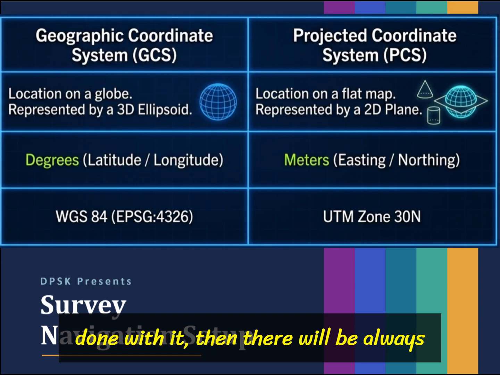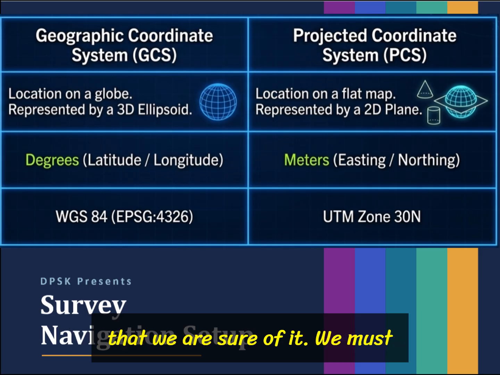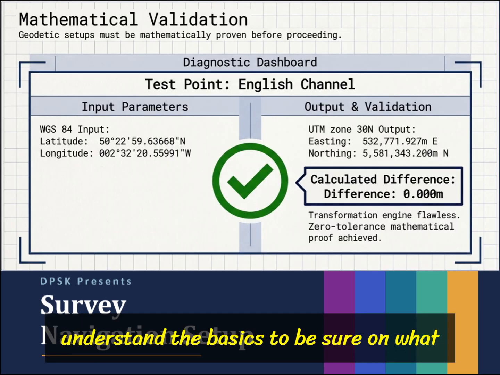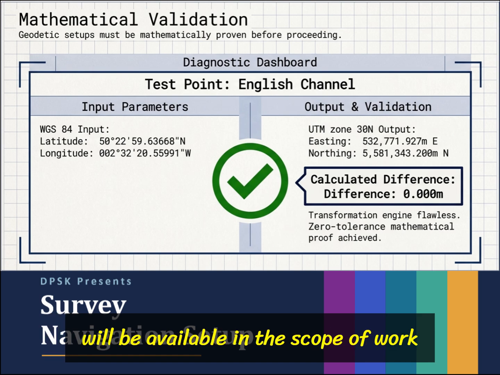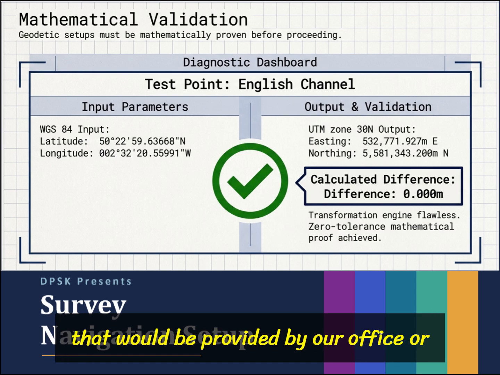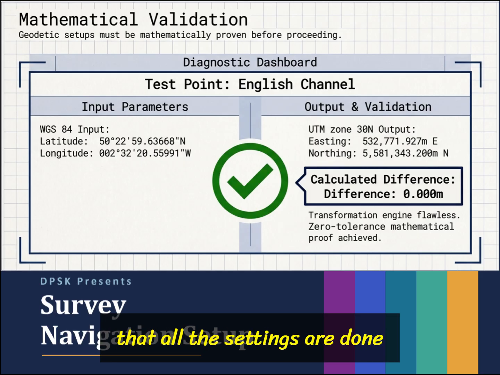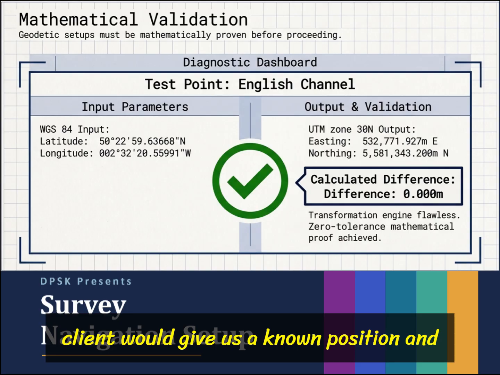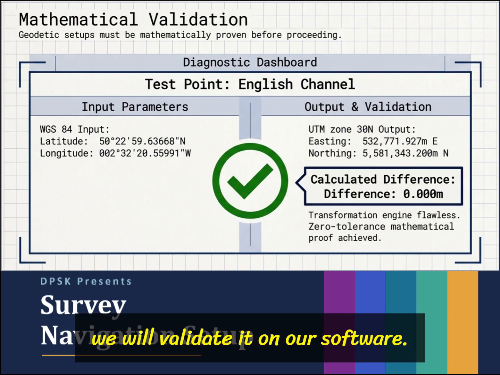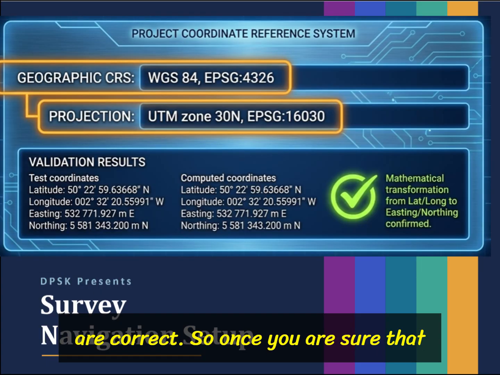Finally, once we are done with it, there will always be an option to validate the position so that we are sure of it. We must understand the basics to be sure of what we are doing. All of this information will be available in the scope of work that would be provided by our office or by the client, and we have to simply see that all the settings are done as per the scope of work. And the client would give us a known position and we'll validate it on our software. And so we are sure that our geodesy settings are correct.